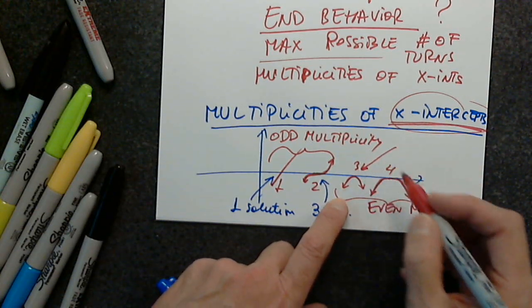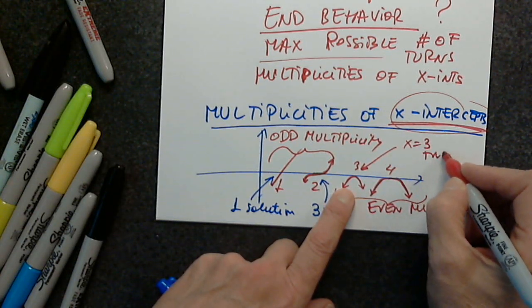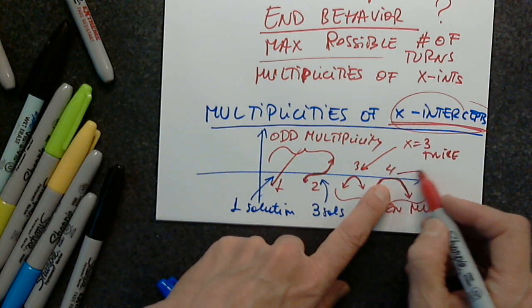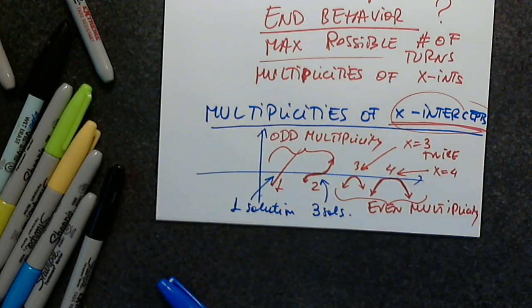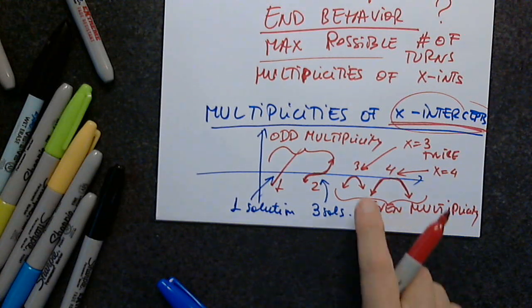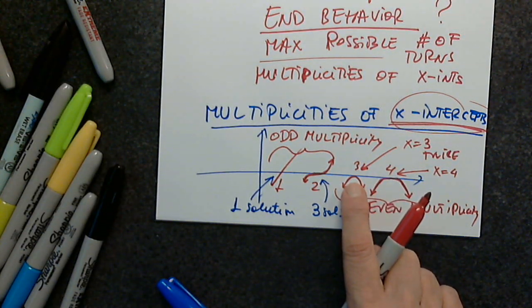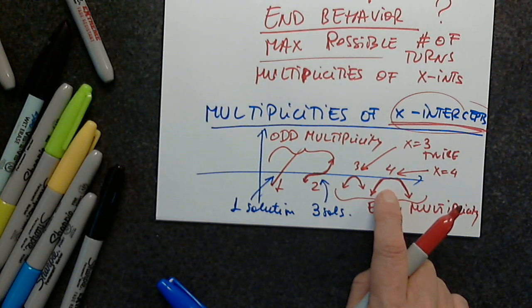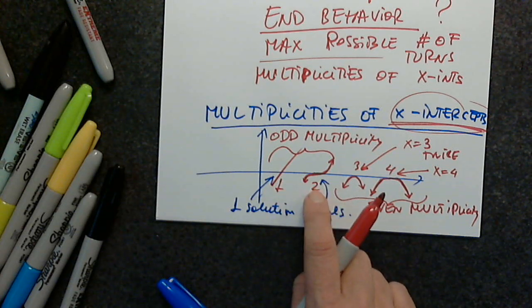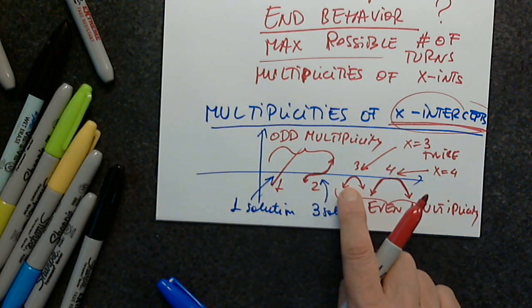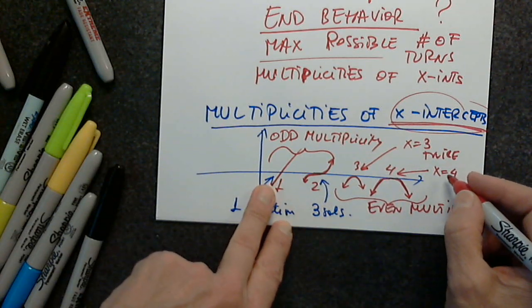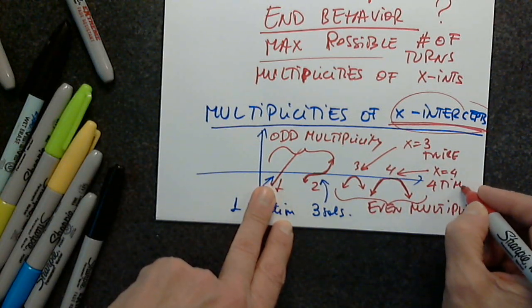So this one, the solution x equals 3, appears twice. What about here? The solution x equals 4. How many times do you think it appears? It cannot be twice because this is a quick turn and this is a slow turn. It cannot be an odd number because with an odd number, the function crosses. So if it's not 2, it must be 4. So x equals 4, 4 times.